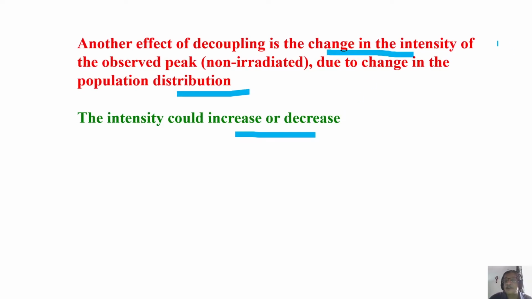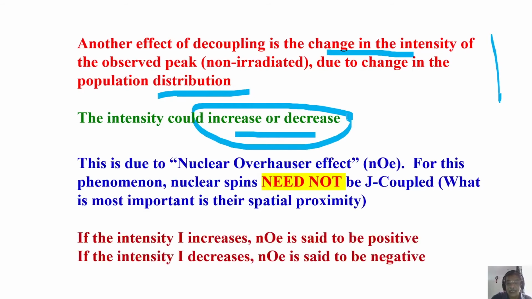One of the side effects of that is change in the intensity of the observed peak when you are hitting the other peak. The intensity can increase or decrease. And this is because of NOE. This is an effect called the nuclear Overhauser effect. For this phenomenon to occur, remember, nuclear spins need not be J-coupled. Very interesting thing. This is similar to decoupling.